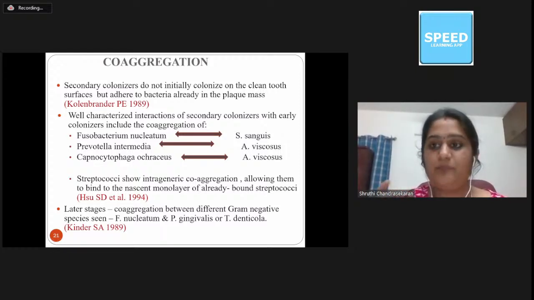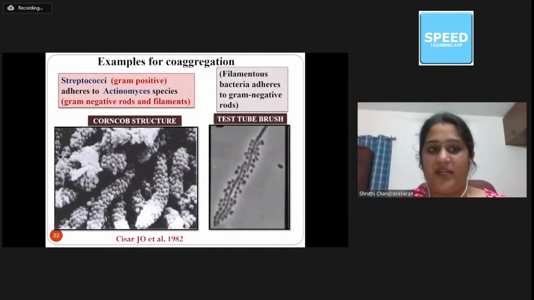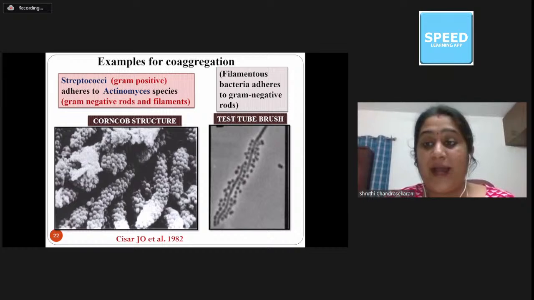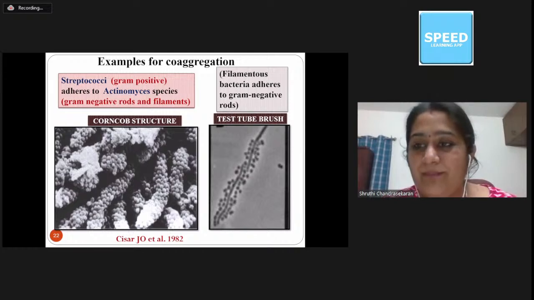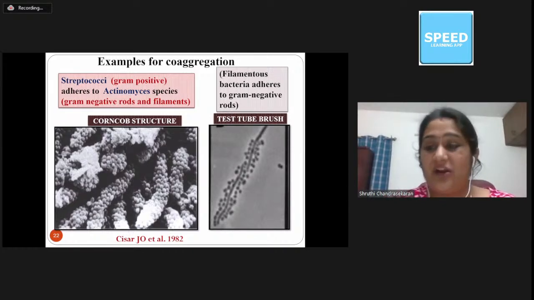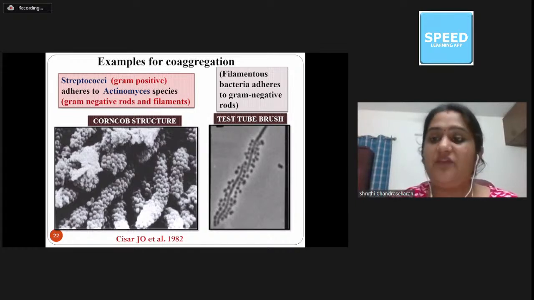One more important point that I would like to emphasize at this stage is that Fusobacterium nucleatum is also called the bridge species. That is, it will be able to bridge the primary colonizers with the secondary colonizers. These are the examples of co-aggregation. Streptococci binding to Actinomyces species gives a concave appearance, in which there is usually a central layer of gram-positive organisms surrounding a layer of gram-negative organisms. And in the test tube appearance, the filamentous bacteria will begin to adhere to gram-negative rods.